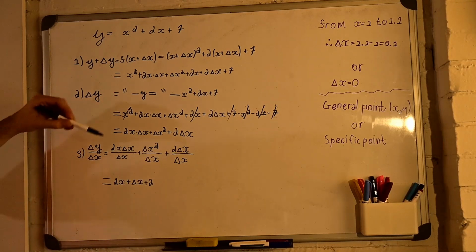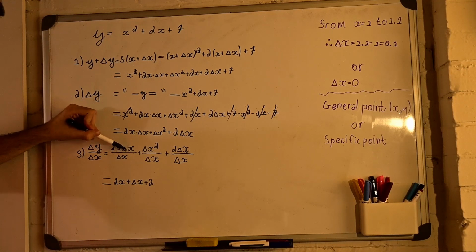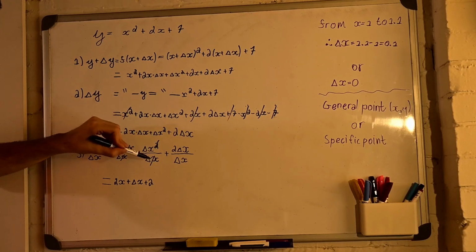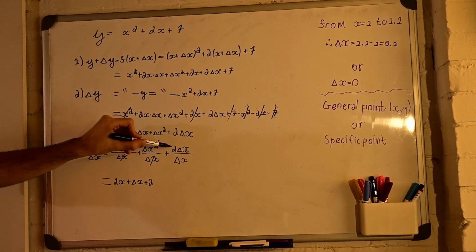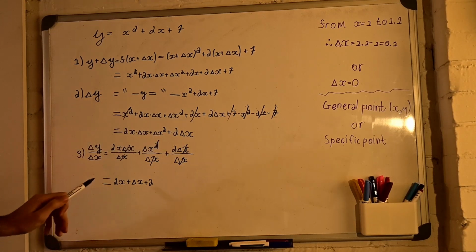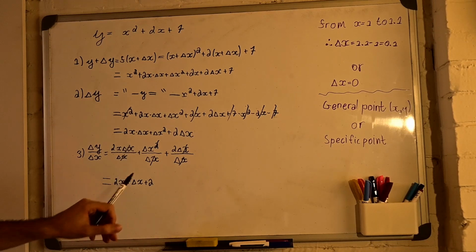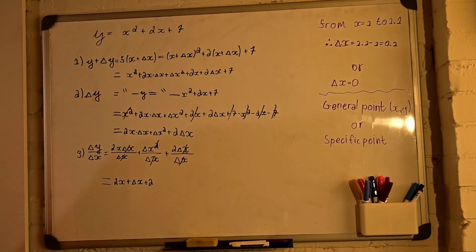And of course, as you can see, some things cancel out. So these two delta x's cancel out. Here we have delta x squared divided by delta x. So the squared cancels out with this down here. And here we have 2 delta x divided by delta x. Delta x's cancel out. Left with 2x plus delta x plus 2. So that's what we have here. And that's more or less our final answer.